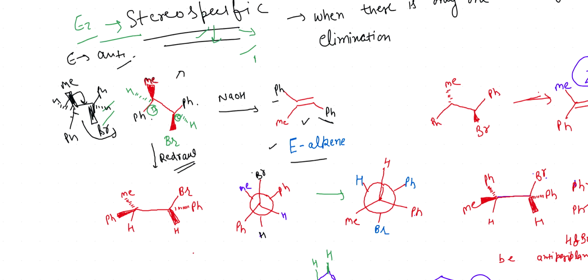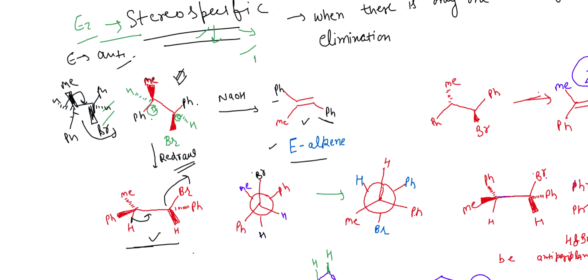I will make you understand this structure through the Newman projection, but first of all, focus on this substrate after redrawing. Clear? In this case, this hydrogen and bromine are both anti-periplanar to each other. Clear? So hydrogen will be abstracted from here and the bromine will be removed. Clear? If I draw the Newman projection of this substrate, then what will be the structure?